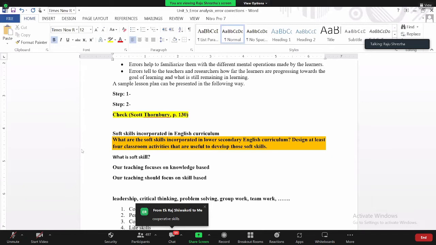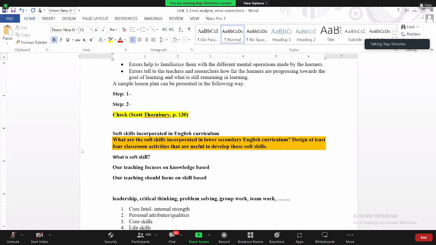These are the skills, or the abilities, demanded by the outside world. We have to negotiate, we have to solve problems, we have to work in groups, we have to work in teams, we have to think creatively and critically, and then we have to show our leadership.